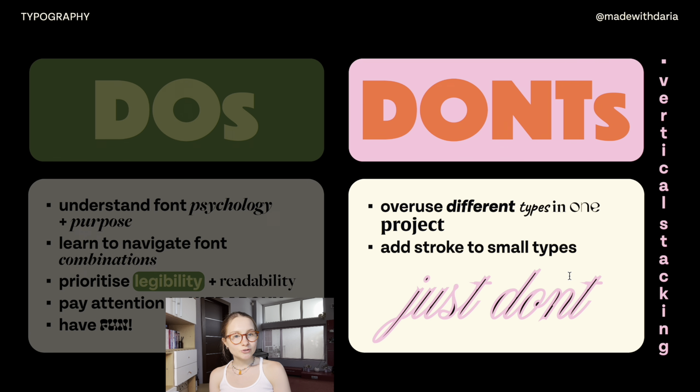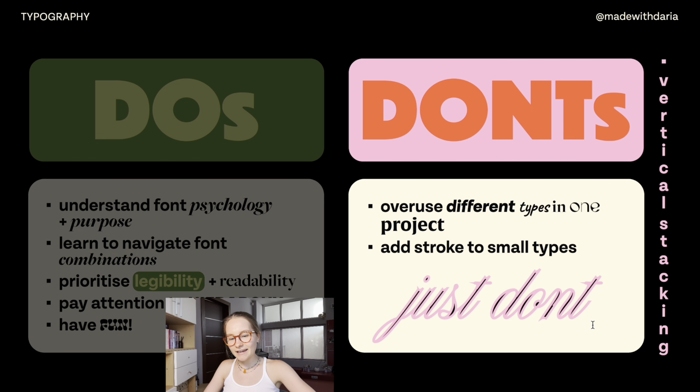Adding a stroke to small types. Here I'm giving an example of a script typeface called Nautica because it's very neat and very thin. When I automatically add a stroke to it, it becomes really distorted. Everything is going wrong. So just don't do that. When it comes to don'ts, this is a non-negotiable, I would say.